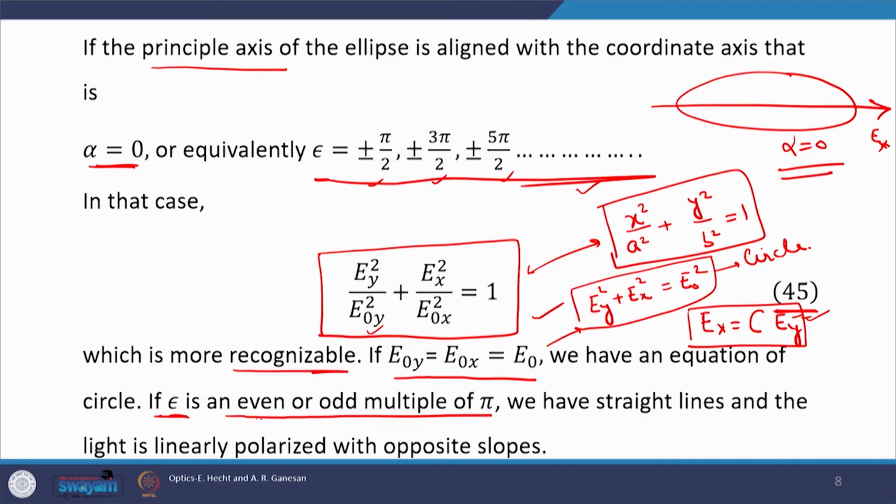Therefore, if epsilon is an odd or even multiple of pi, we have a straight line, and the resultant wave is linearly polarized, with opposite slopes. That means odd or even multiples of pi will generate plane polarized light with opposite slopes. And therefore, it also justifies the claim that linearly polarized light is a special case of elliptically polarized light. Thus, we saw that both circularly polarized light and linearly polarized light are special cases of elliptically polarized light.